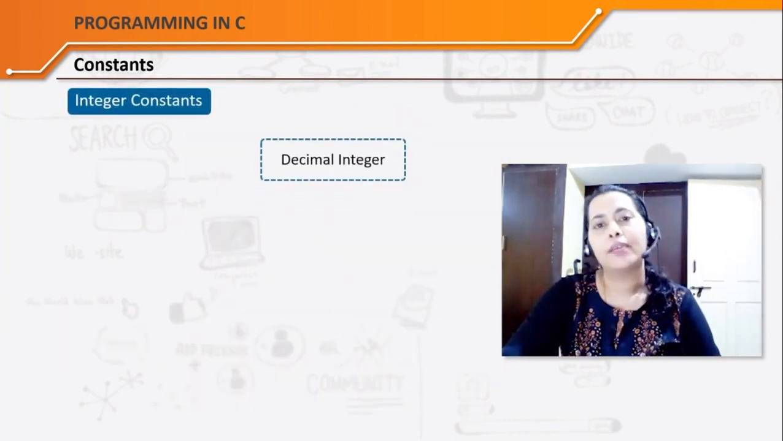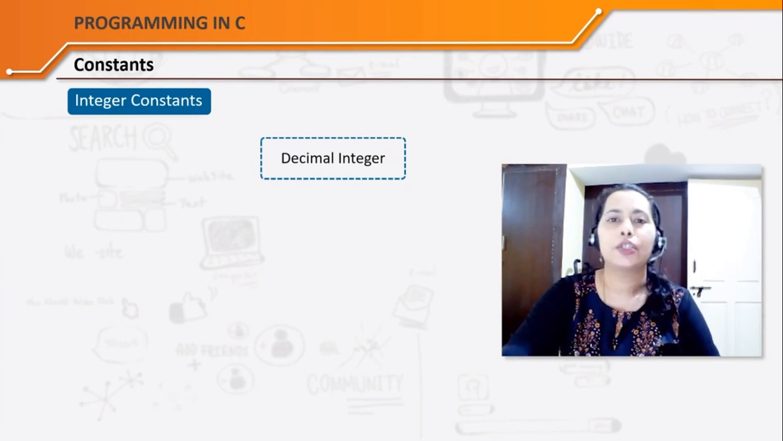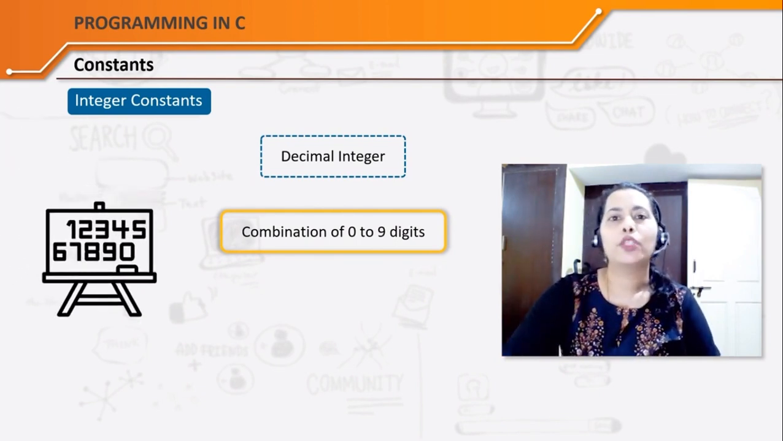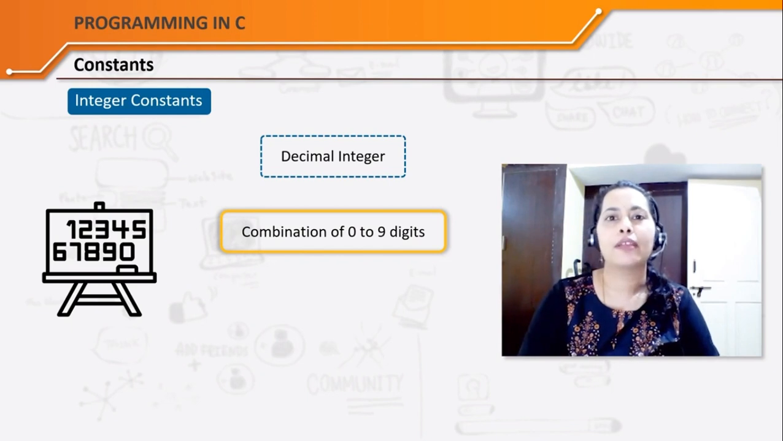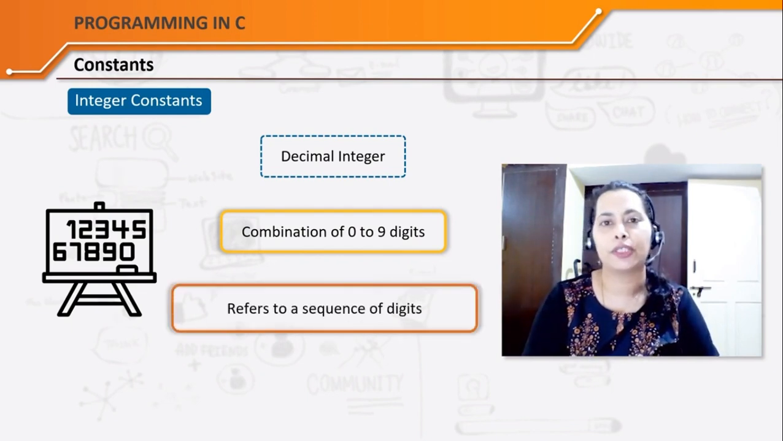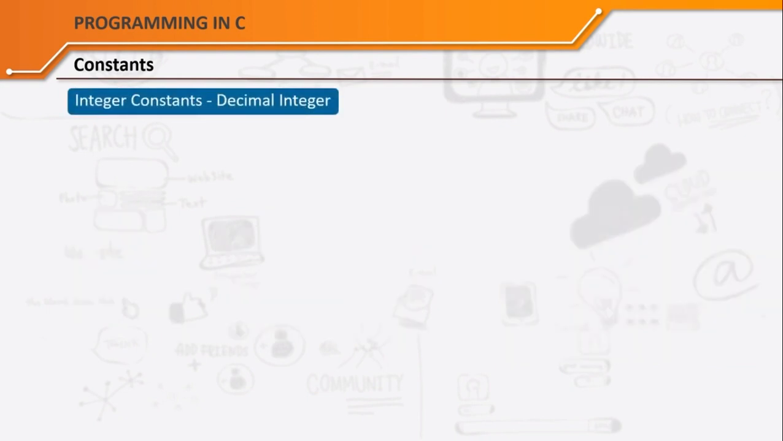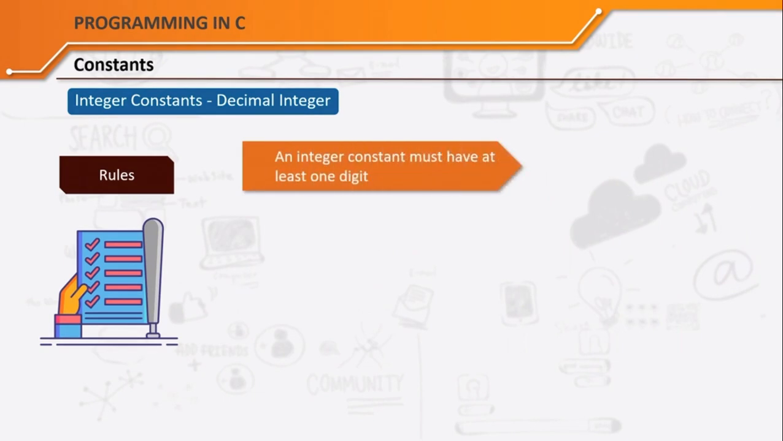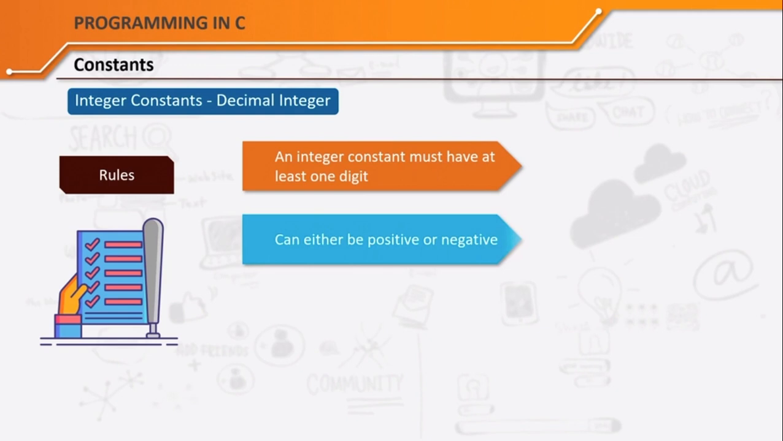Firstly, a decimal integer is an integer constant whose digits lie between 0 through 9. So any number which has a combination of 0 through 9 digits is considered to be a decimal integer constant. The first and foremost rule of any integer constant is that it must have at least one digit. It can be either a positive integer constant or a negative integer constant.